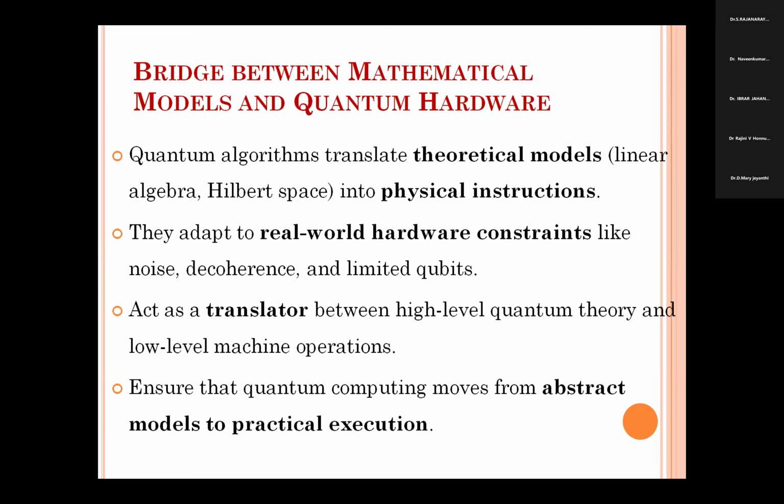So let us see how the quantum algorithm translates from the theoretical model; these two major areas have to be covered by the quantum approach. Physical instructions means physically we have to give all kinds of instructions as per the quantum bits and quantum entanglement, using linear algebra as well as Hilbert space operations. They adapt to real world hardware constraints like noise, coherence, and limited qubits.